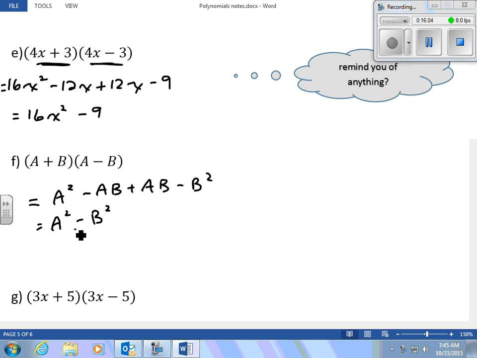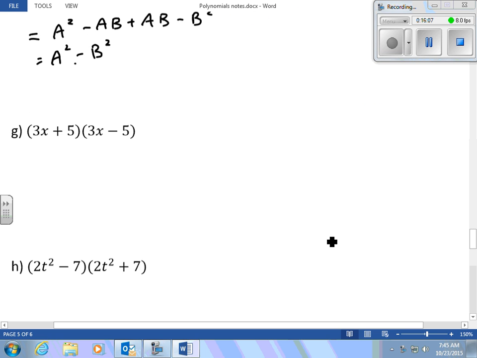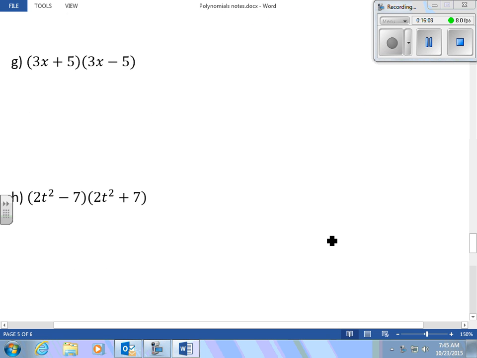So let's try that with example G here. I have a pair of conjugates here, 3x plus 5 times 3x minus 5. So the result, remember, is a squared minus b squared. So my a is 3x and my b is 5. So 3x times 3x gives me 9x squared. And 5 times negative 5 gives me negative 25. And we can do that in one step.